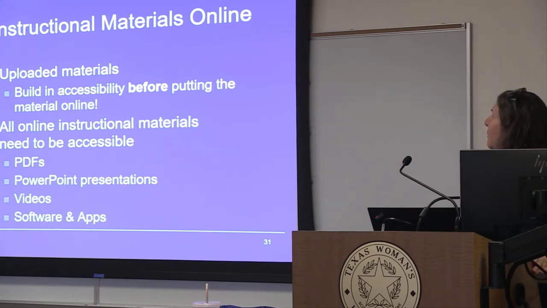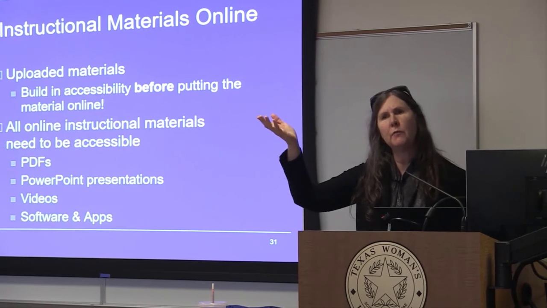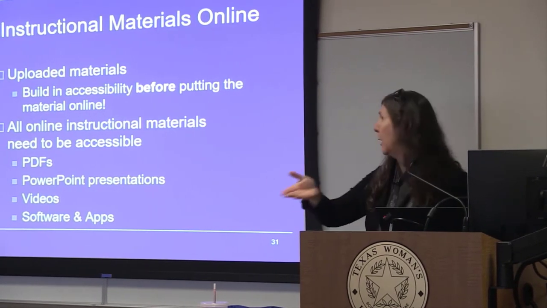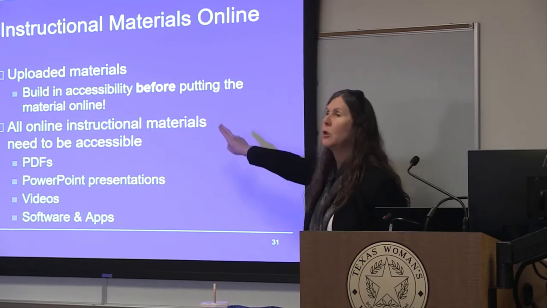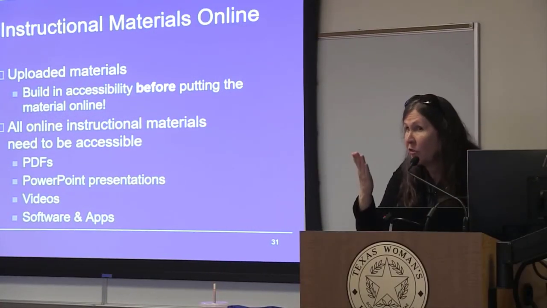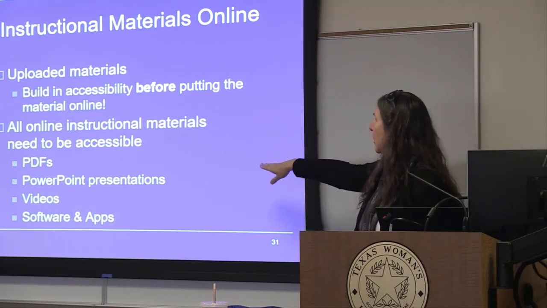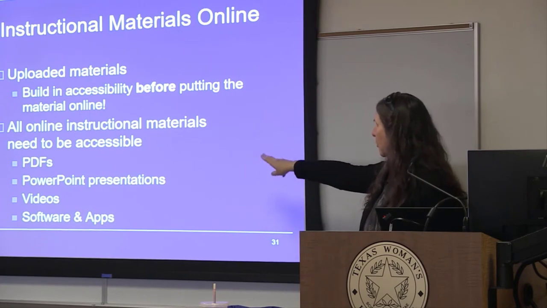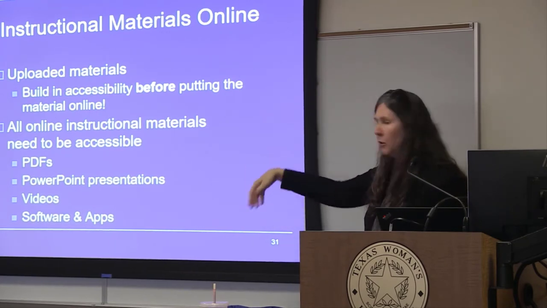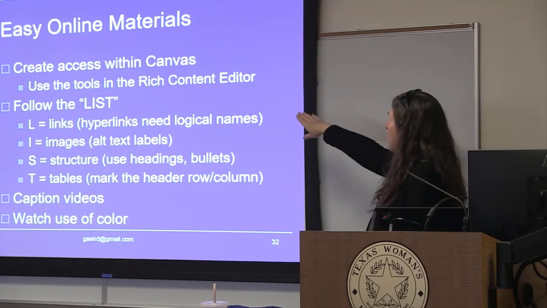But I'm just going to say a little bit more, giving you some specifics about creating accessible materials. Any materials you're uploading into Canvas, or onto your website or web page, need to be accessible before you upload them. These are the Word documents, the PowerPoints, the videos. They're not going to get better once you stick them in there, so they need to be accessible first. Everything you're putting online needs to be accessible, including your PDFs, PowerPoints, videos, and software and apps.